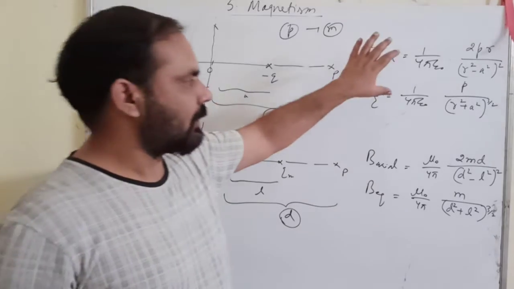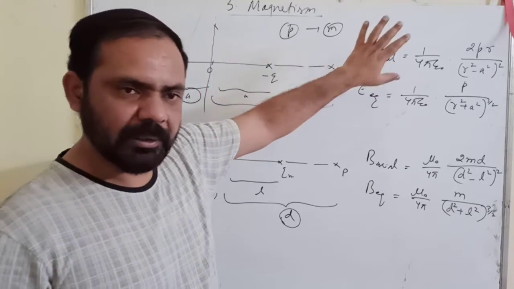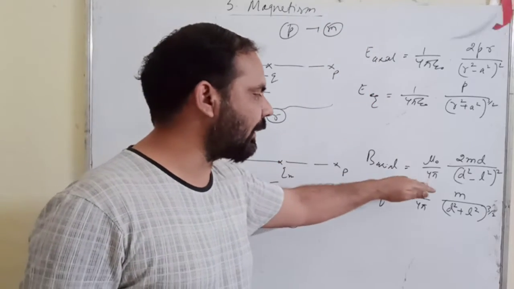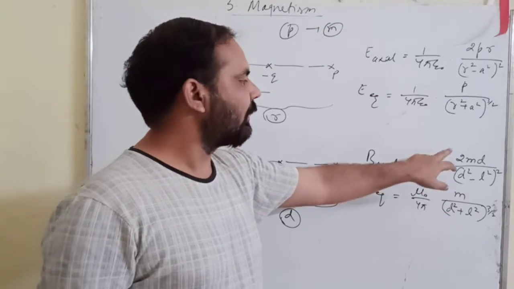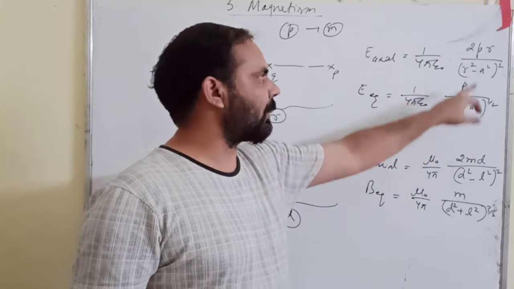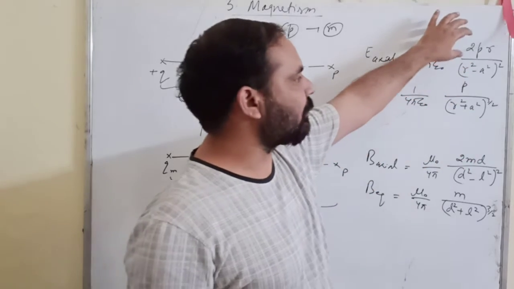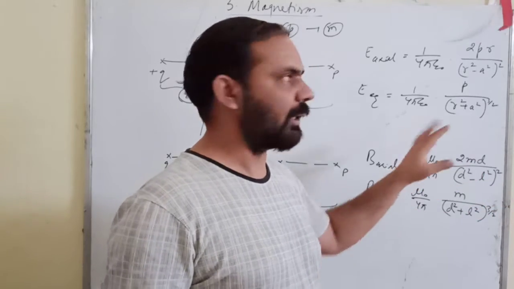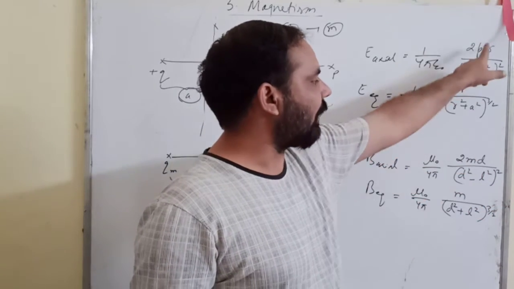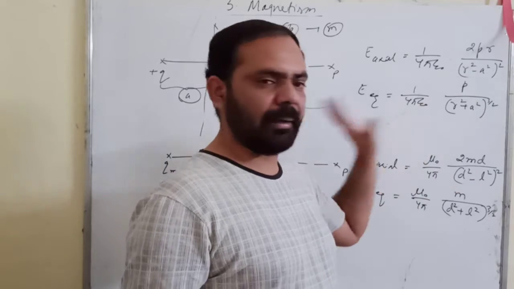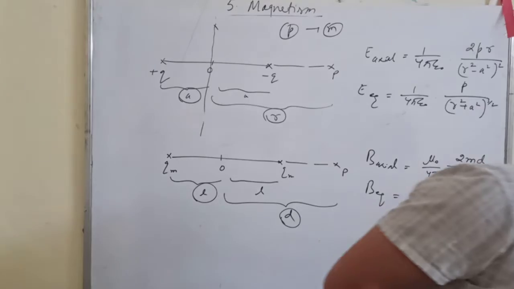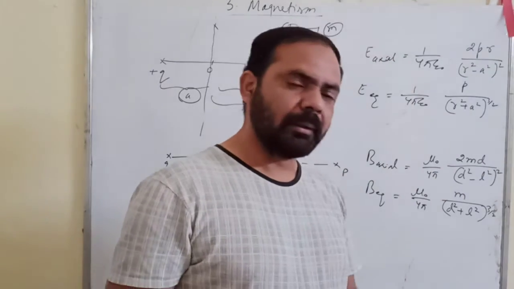Same steps you follow, the same steps that you followed in case of electric dipole, and you will easily get these formulas because simply the terms for the electric dipole are replaced by the terms for the magnetic dipole. P by M, R by D and A by L. That's all. Can you understand what I want to say?